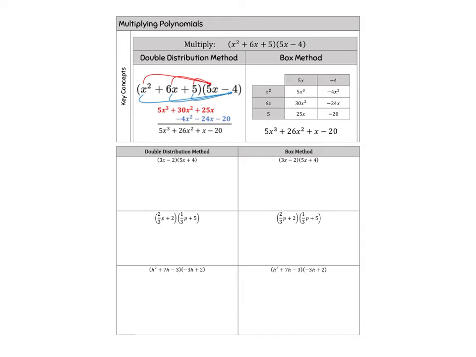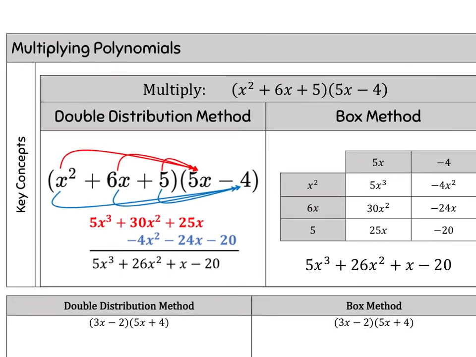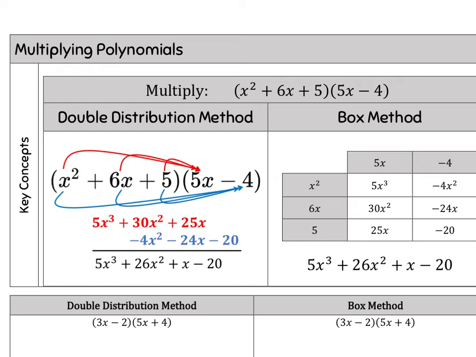But first things first, I'm going to show you what's called the double distribution method. If you Google this online, sometimes it's called the FOIL method, F-O-I-L. It doesn't always work with the acronym FOIL, which is technically why it's called double distribution. But what's going to happen, it's like super distribution.